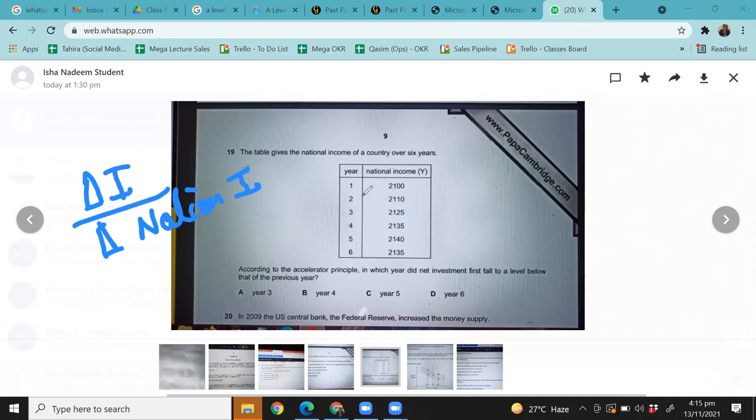Now think about this. Between year one and year two, how much was the increase in national income? 10. Between the second and third year, the change in national income was 15, which is greater than the previous year, so not a problem. But between the third and fourth year, it was only a change of 10. So there was less change in national income between years 3 and 4 compared to years 2 and 3. That means your net investment should fall. So the answer should be B. Is the answer B?